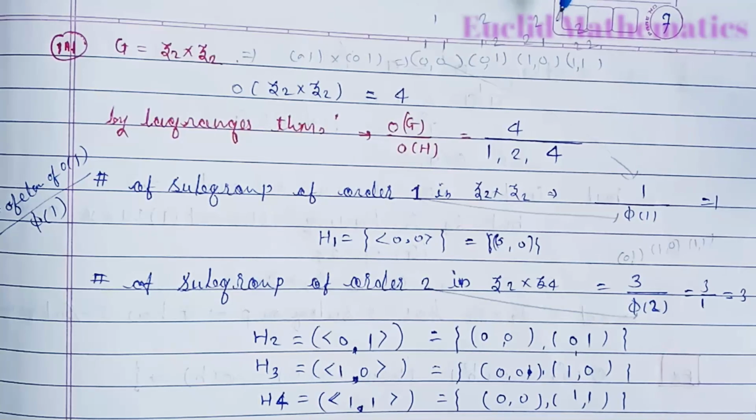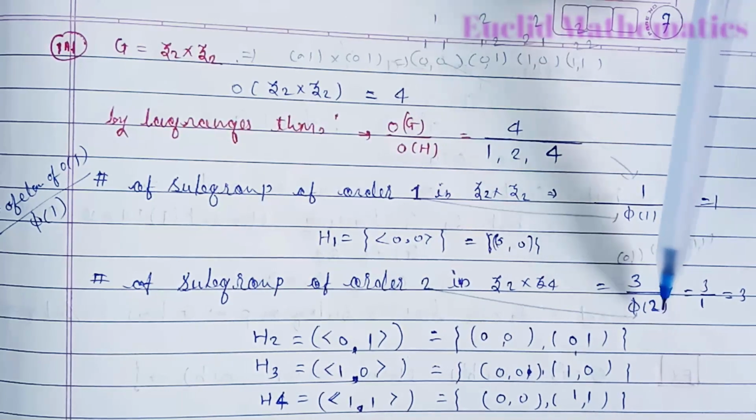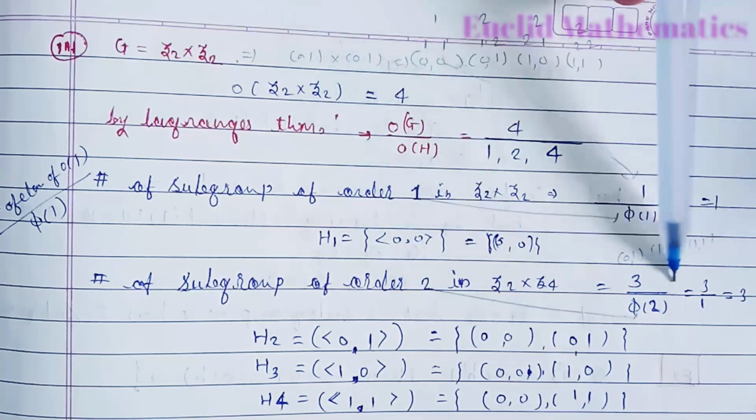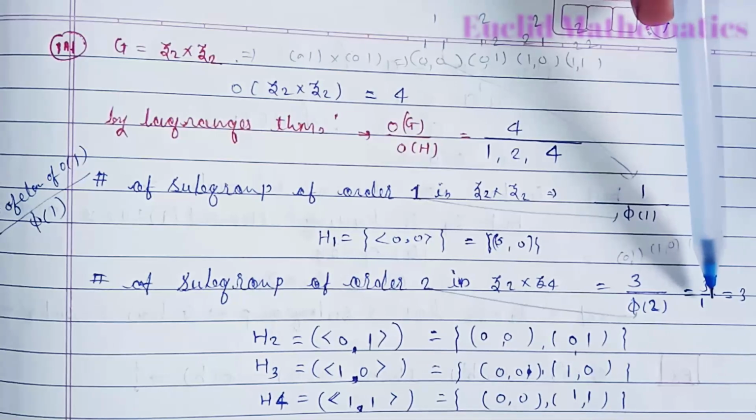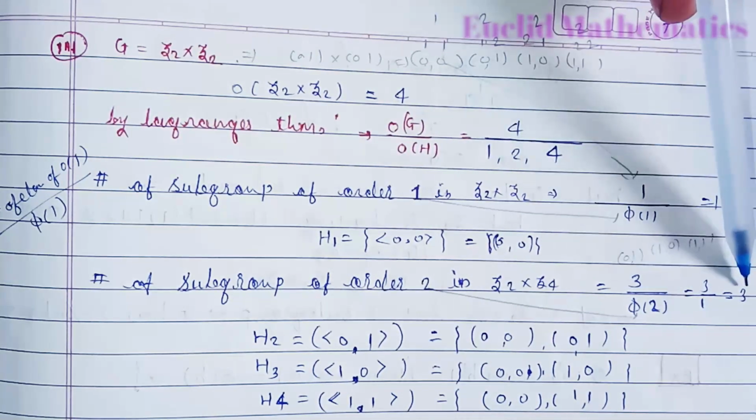If we take their LCM, we get the order 2. So we have 3 elements whose order is 2, divided by phi of 2. The number of elements of order 2 is 3 divided by phi of 2, and phi of 2 is 1. It's the Euler phi function. So 3 divided by 1 is 3.